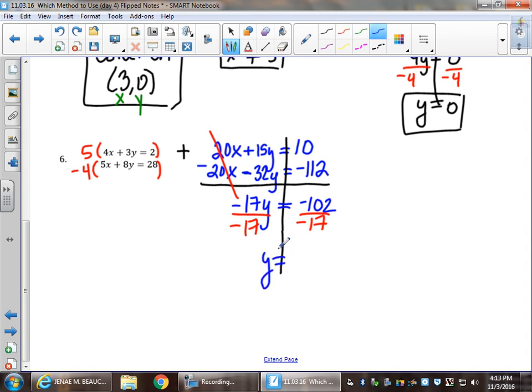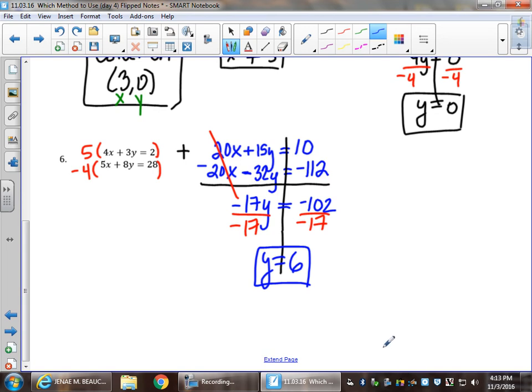Y equals 102 divided by 17. I got 6. Y equals 6. Now, I do not want you guys thinking that if you get a decimal answer, you're wrong, because right after these refresher lessons, we will be working on real-world scenarios where we get decimal answers.